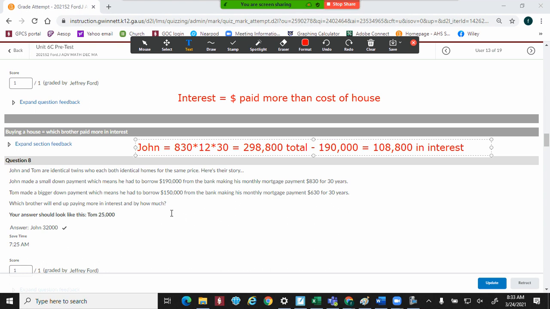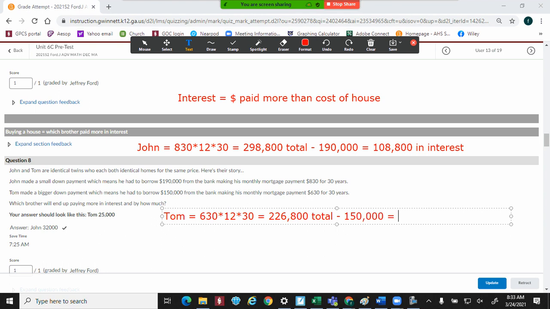All right. We're going to do the exact same thing for Tom. Tom ended up paying 630 for 12 months, 30 years, and he ended up paying 226,800 in total. Now, we're going to subtract how much he borrowed, which is 150,000, which means he ended up paying 76,800 in interest.